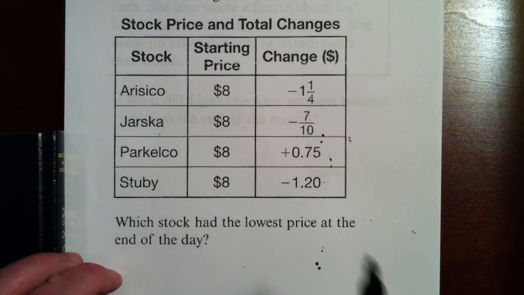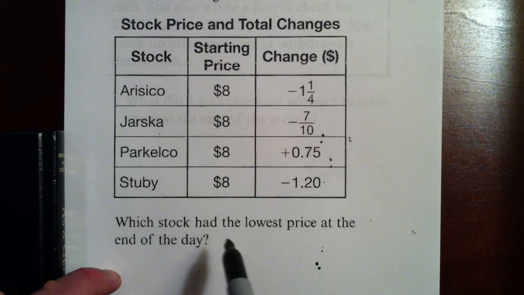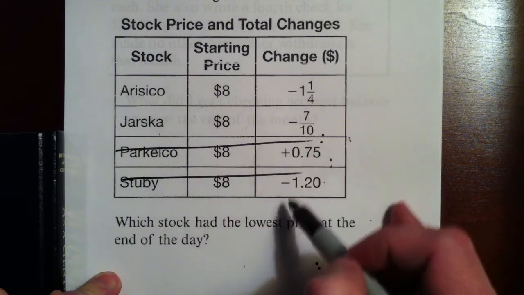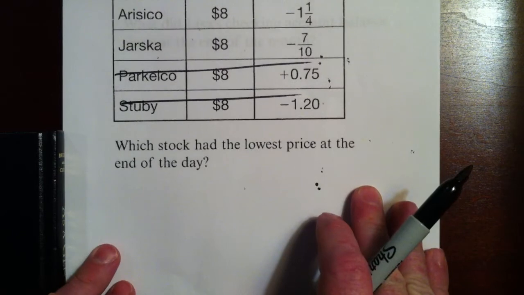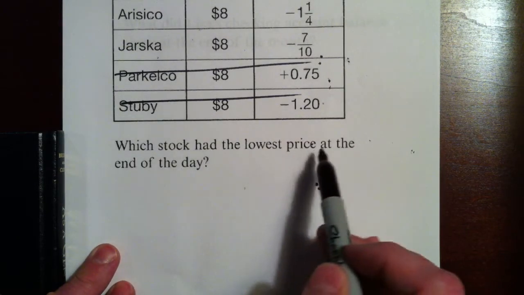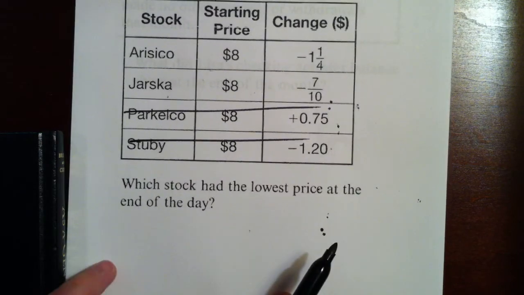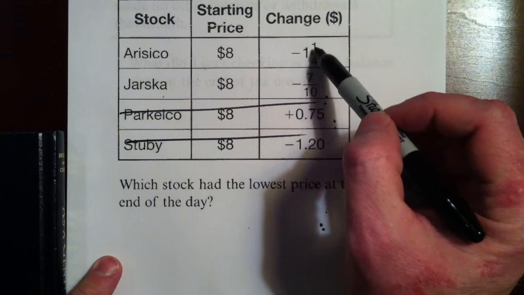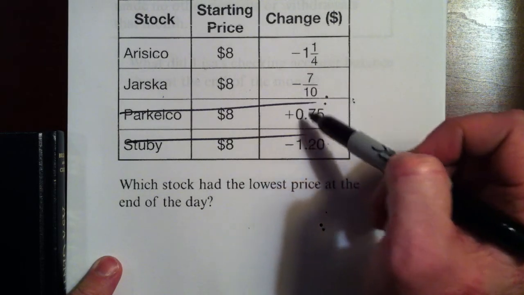And again, on the test, I may be asking you a variety of different things about this data here. But which stock had the lowest price at the end of the day? Well, right off the bat, we can eliminate this one and this one because these both rose. Which stock had the lowest price at the end of the day, what that means is that is the one that dropped the most. And you can see here we have change. This one went down by a full $1.25. This one went down by 7/10.